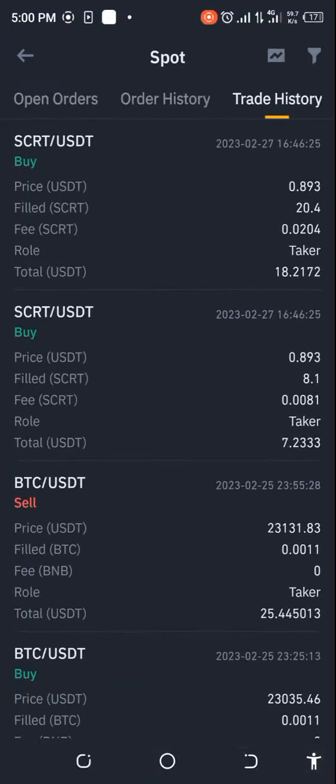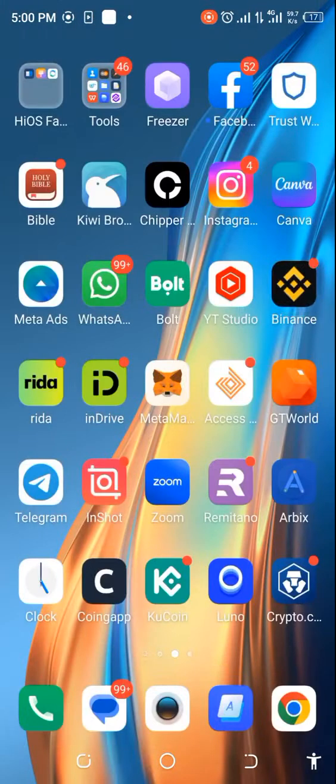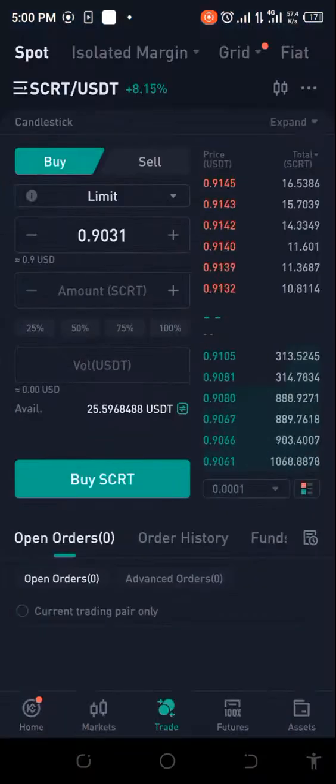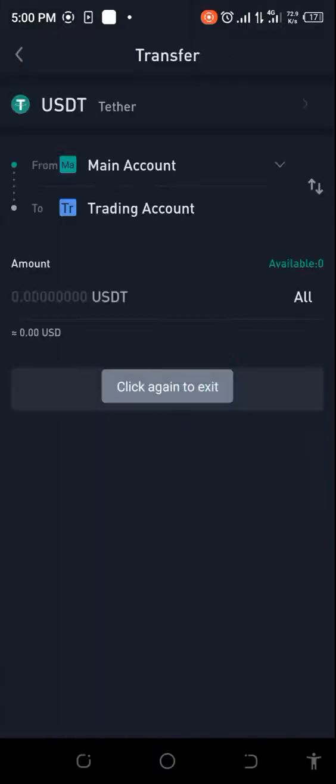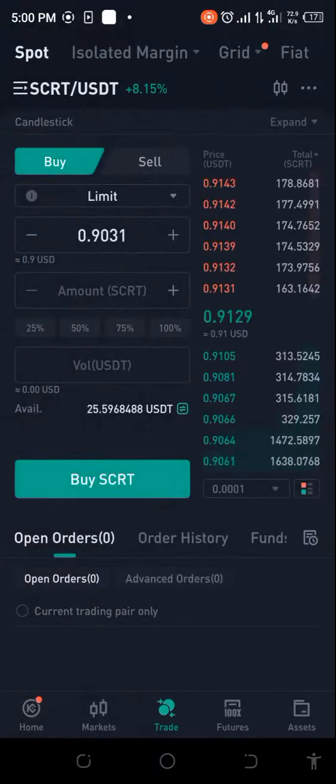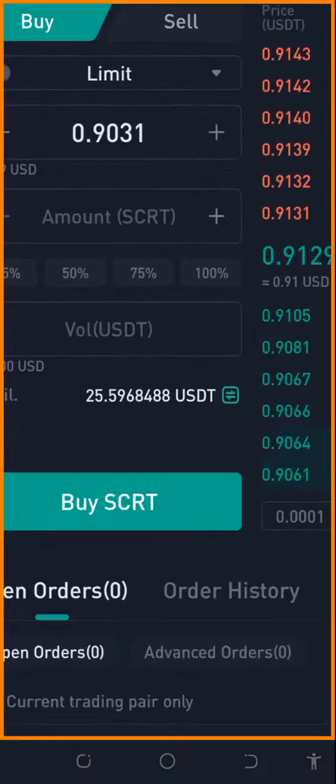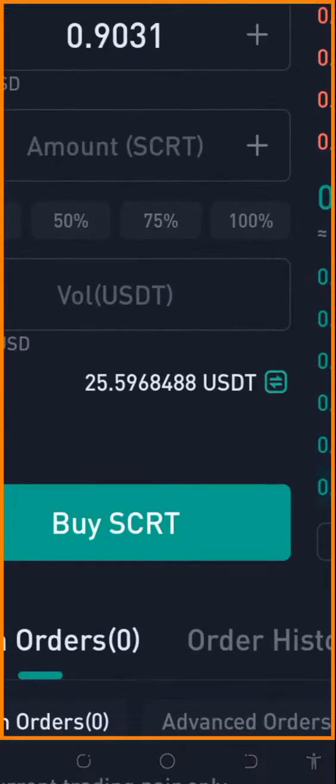Okay, so we actually started out with 25.44. Now, what are we getting here? This is always the moment of truth, right? What are we getting here? We're getting 25.59, which is actually a profit.